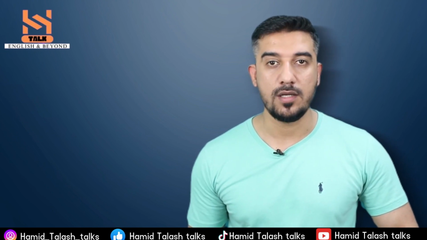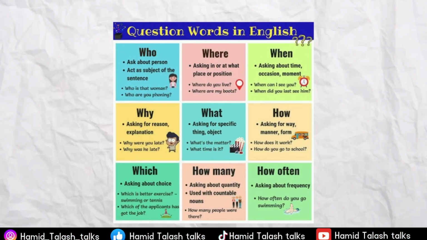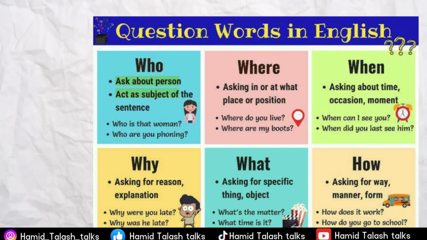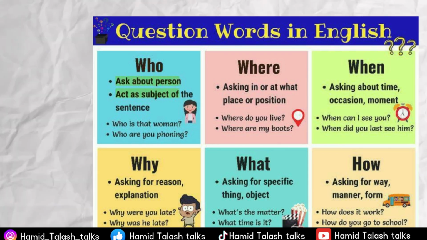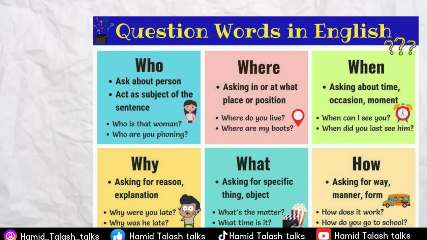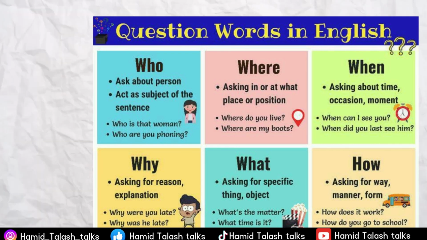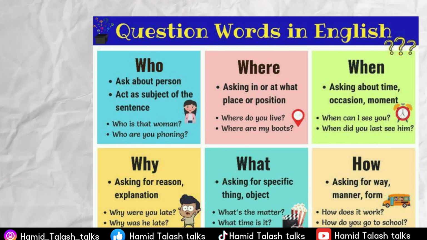So let's go to the specific practice of the question. There is a picture. I'm going to describe each question there in detail to you. The first one is, they are all who. See, they're asking about person and object. Who is the woman? She is a lady doctor. Or who are you phoning? I am phoning my friend.